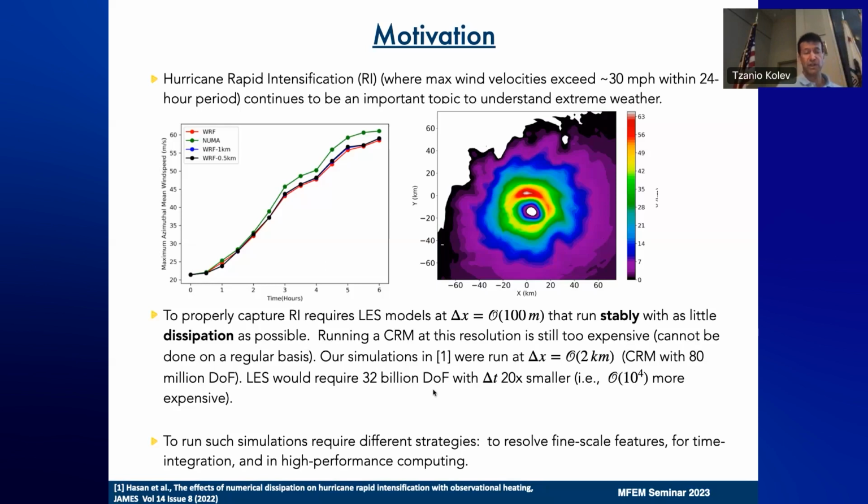So to run such simulations requires different strategies, right? If you want to run it on a regular basis to be able to do actual science, you have to resolve fine scale features. How do you do that? You want to think about time integration as a way of giving you a faster time to solution. And of course, high performance computing is an absolute must, as we all know.